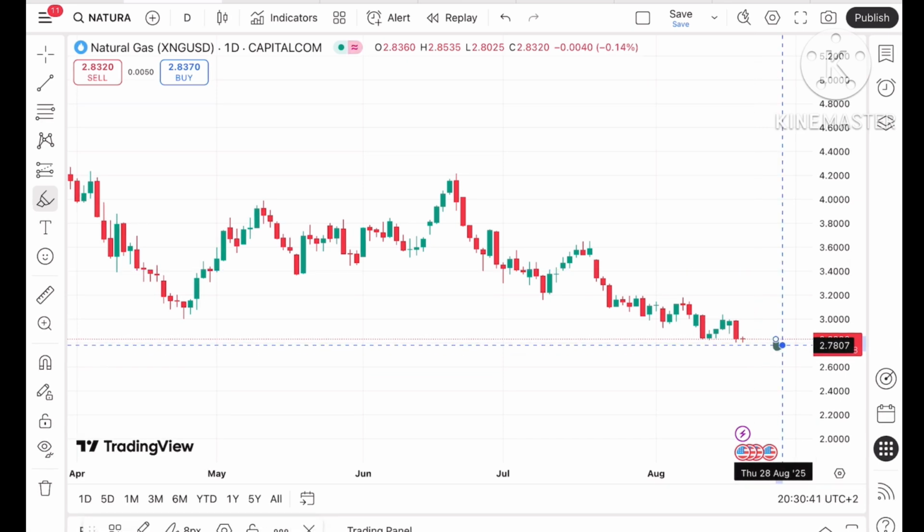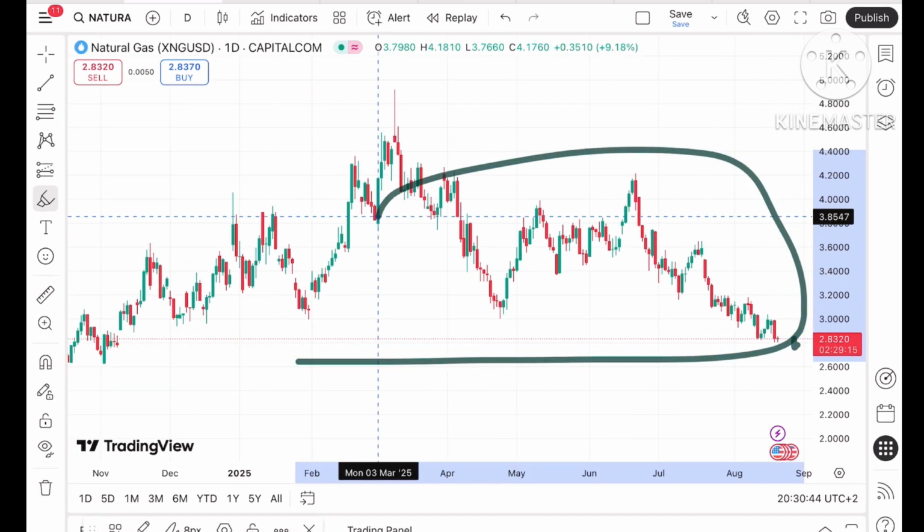And understand, as soon as the price starts going below 2.7, chances are high it can go further low.